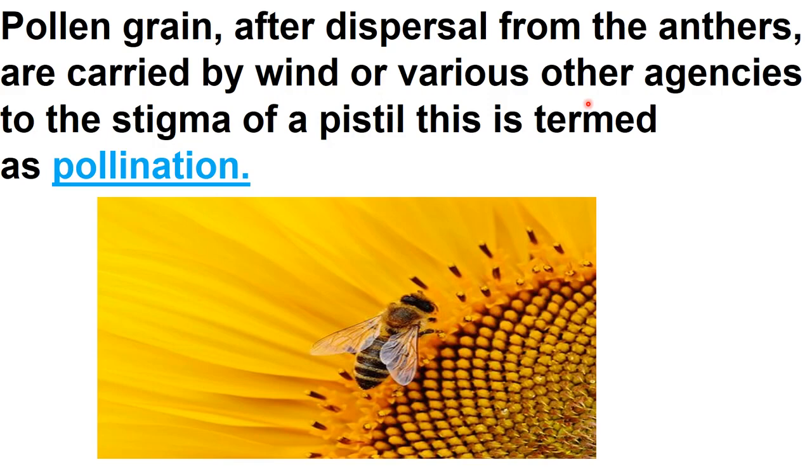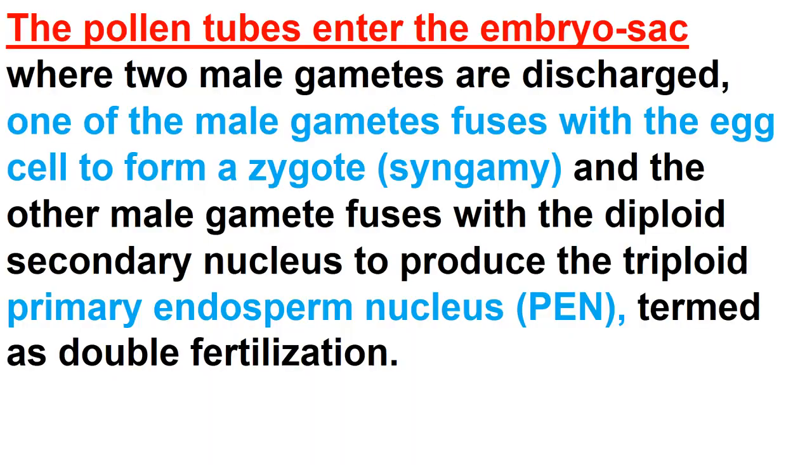By different pollinators. Pollinators can be insects, birds, some other animals, or a water-pollinated flower can be there. So these are carried by wind, water, or various other agencies to the stigma of a pistil. Pistil means the female part of the flower. So these are carried to the stigma of a pistil, and this is termed pollination. So here you can see one of the insects carrying the pollen grain to the stigma of a flower, right? So pollination occurs. After that, the pollen tube enters the embryo sac.